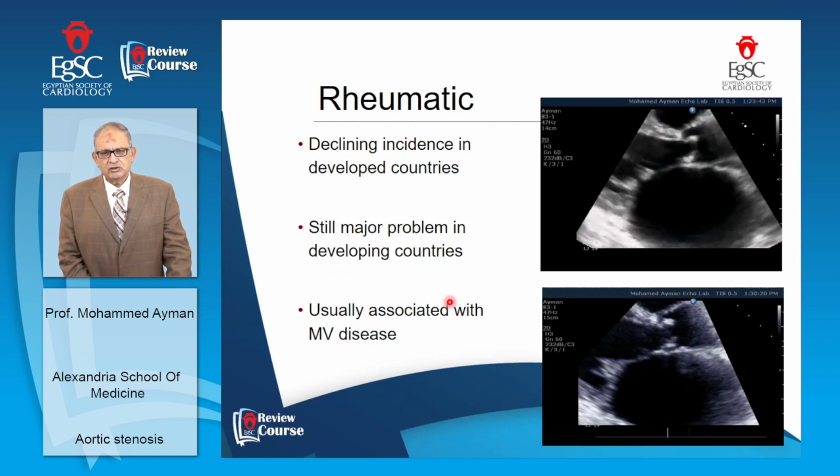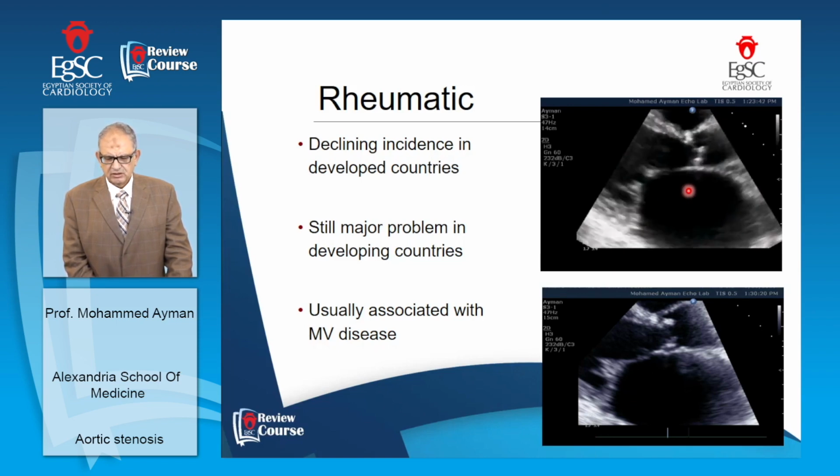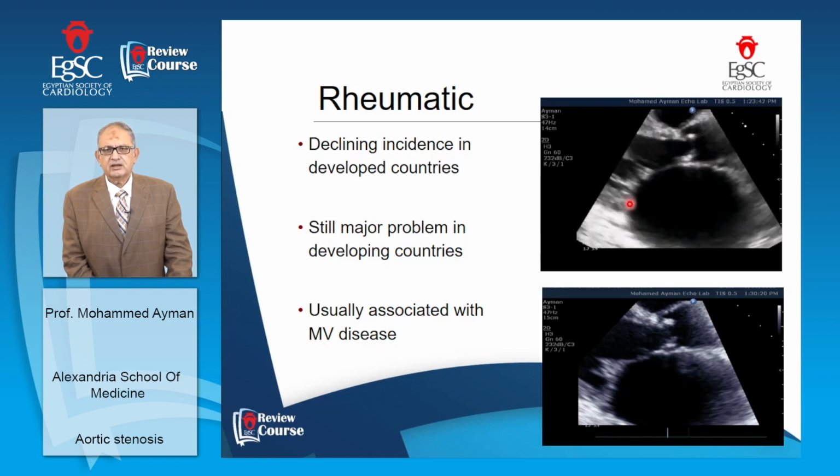The second cause is rheumatic. Actually, rheumatic aortic stenosis is declining in the developed countries, but it's still a major problem in the developing countries. Rheumatic aortic valve stenosis is commonly associated with mitral valve affection. As you see here, we have a thickening of the mitral valve and lack of systolic coaptation with the limitation of mitral valve movement, posterior leaflet movement. So this is a rheumatic touch of the mitral associated with thickening and limitation of systolic excursions of the aortic valve.